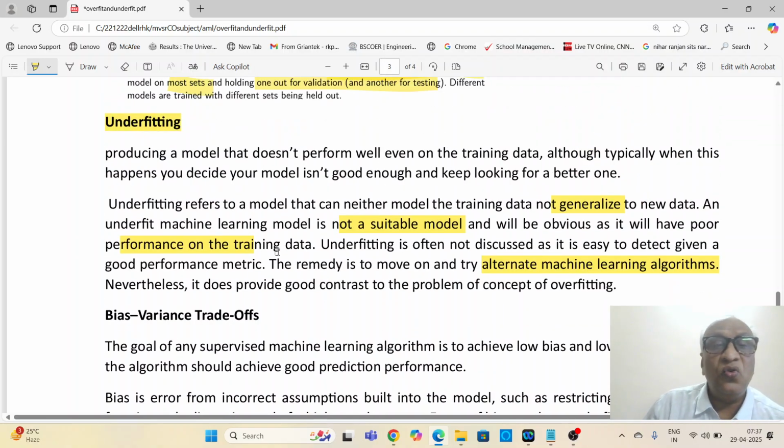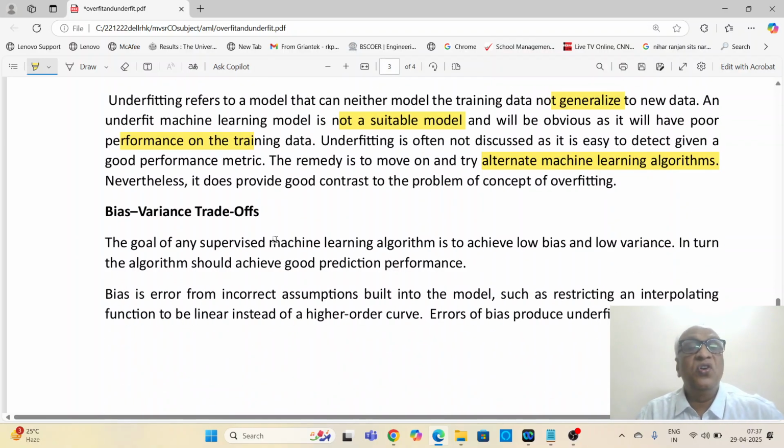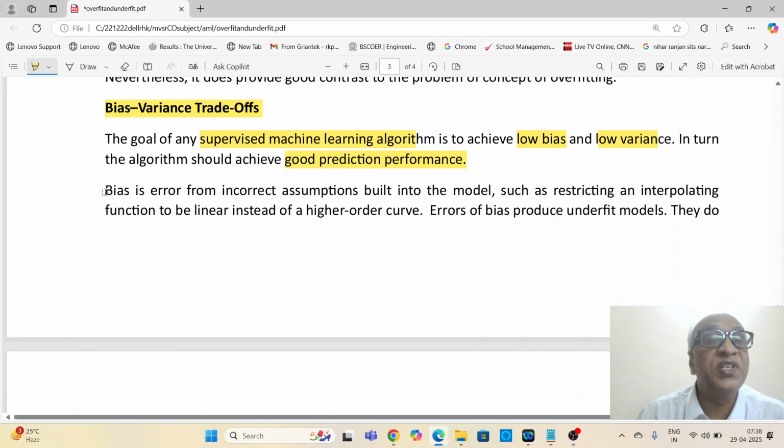Now related to overfitting and underfitting, we also need to understand the words bias and variance, and as well we need to understand what the bias variance trade-off is. So what is the objective of a supervised machine learning algorithm? The objective of a supervised machine learning algorithm is to achieve low bias and low variance. So it will lead to better prediction performance. But we need to understand what bias is and what variance is.